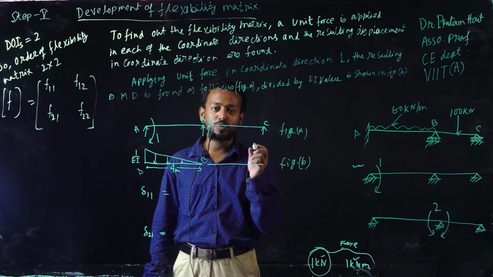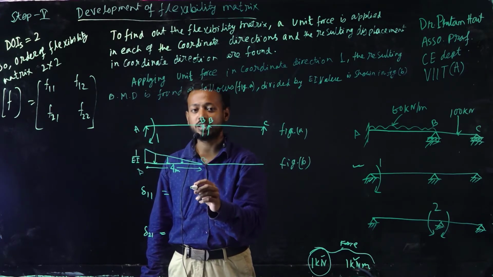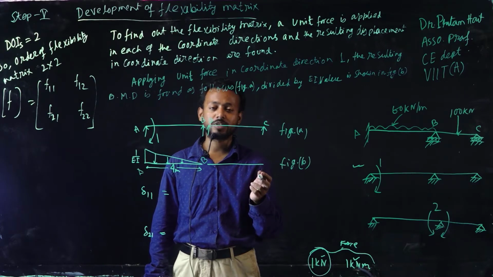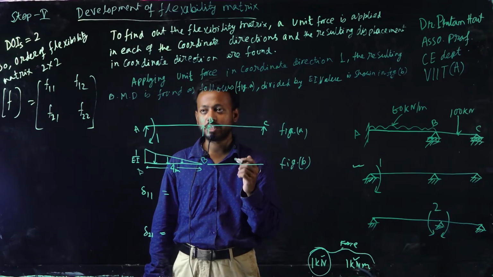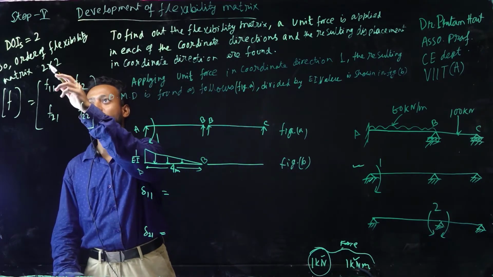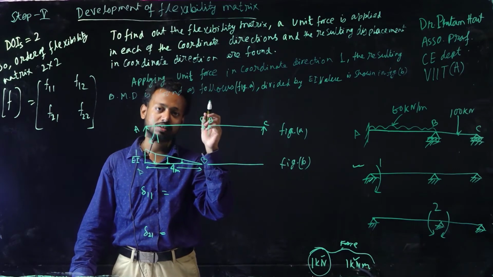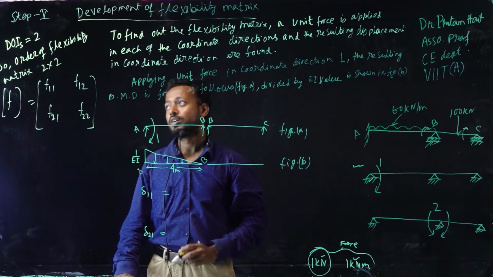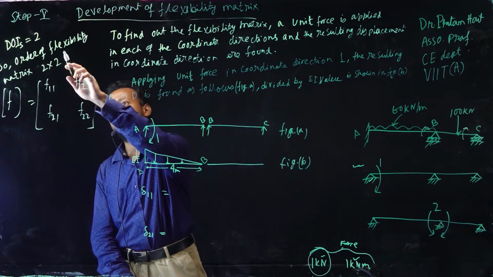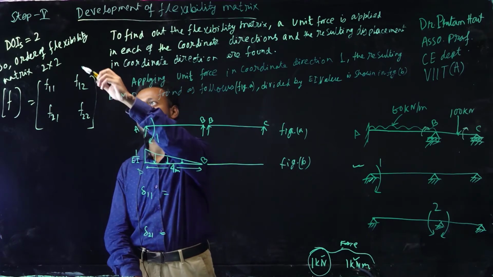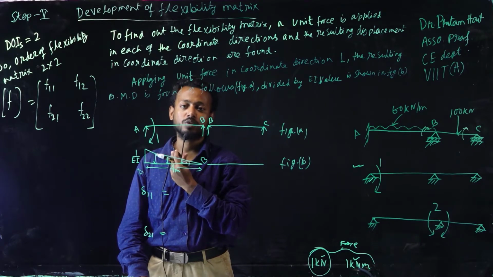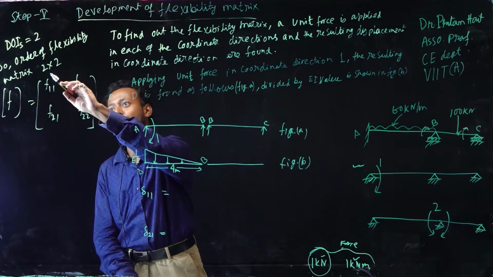Okay, to form the flexibility matrix, you need the flexibility coefficients, or elements of the flexibility matrix. So what are the elements of the flexibility matrix, and what will be the order of the flexibility matrix? Just see here, the degree of static indeterminacy you have to calculate in the first step. We calculated the degree of static indeterminacy as 2 in the first step. So the order of the flexibility matrix will be 2 by 2. Whatever the degree of static indeterminacy you calculate, the order of the flexibility matrix will be that much. That means if it is 2, then it will be a 2 by 2 matrix.